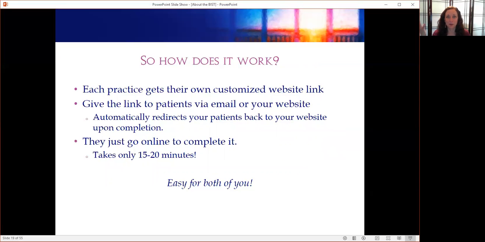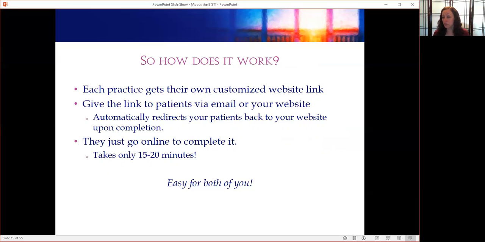So how does it work? The nuts and bolts. Basically, once you sign up, each practice gets their own customized website link, and then you just send your patients there. You can send it to them in an email or post it on your website, whatever's easiest for you. And then it automatically redirects your patients back to your website after they complete their test.